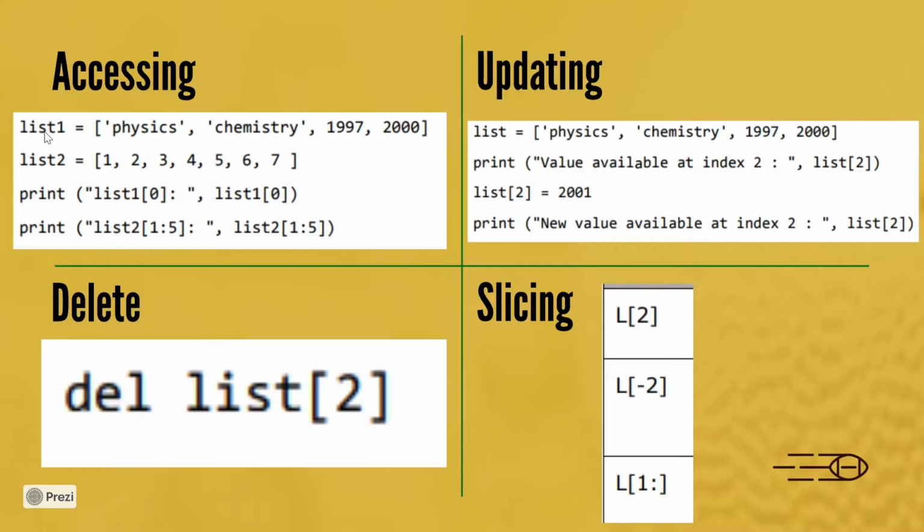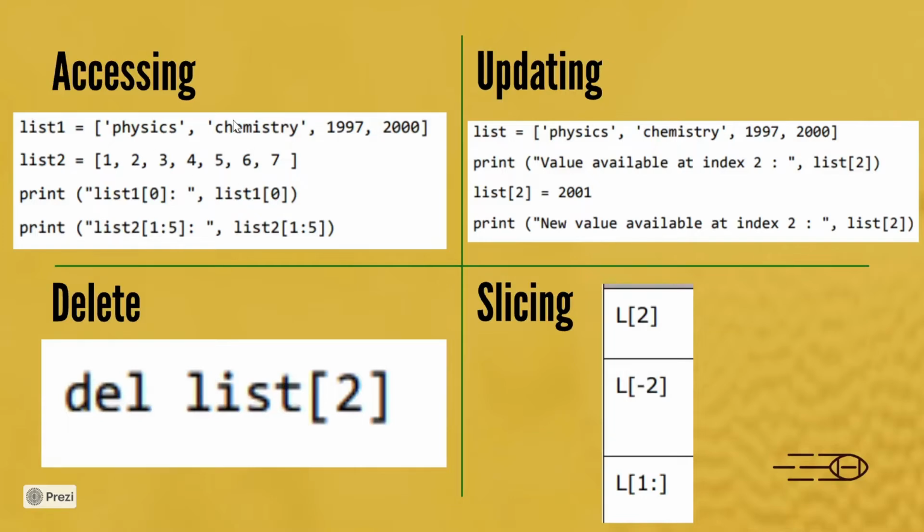So here you can see this list1 that we are creating. It contains certain items. For example, physics is a string, chemistry is a string, 1997 is an integer, 2000 is an integer. These are a collection of items kept inside one square bracket, and that is why it is called a list. Now let us discuss the four promising functions of the list.